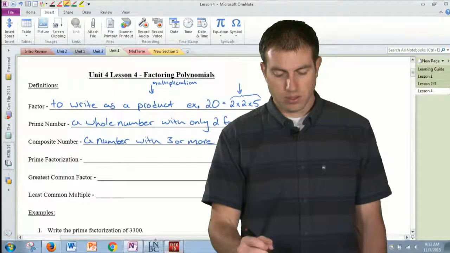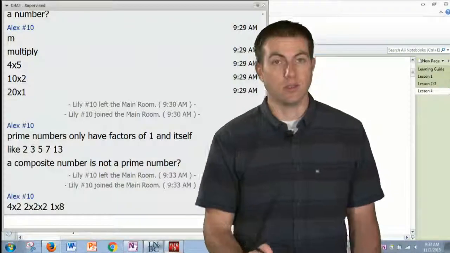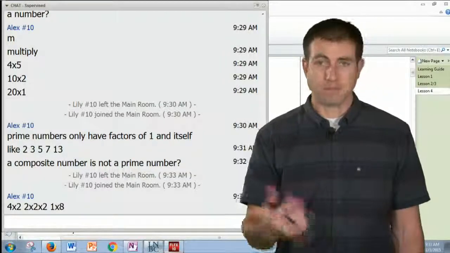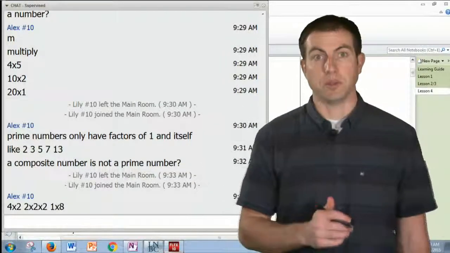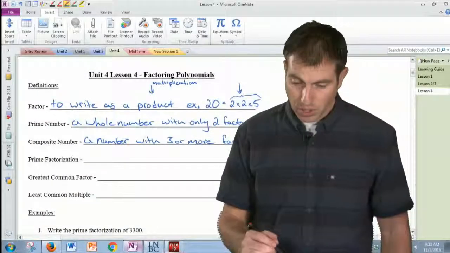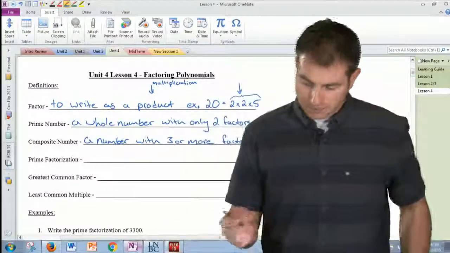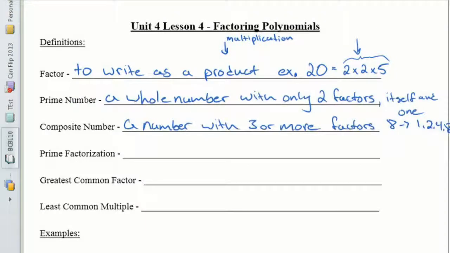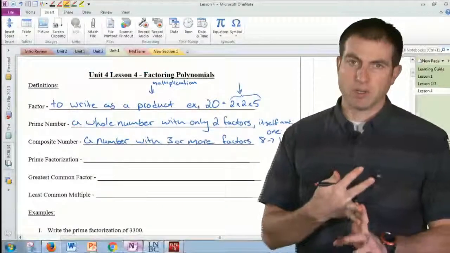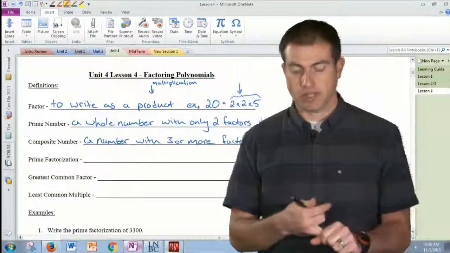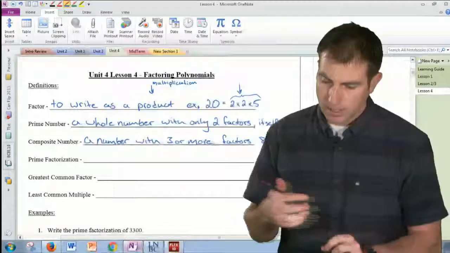You can see why we spend so much time asking you guys to be good at your multiplication tables by the time you make it this far, because doing these questions becomes a lot easier when you have a good understanding of multiplication. Prime factorization is something we're going to do today. This is kind of what it sounds like. We're mixing two definitions together, factor and prime numbers. So a prime factorization is going to be breaking a number down into its prime factors. And we're going to look at a few examples of that.